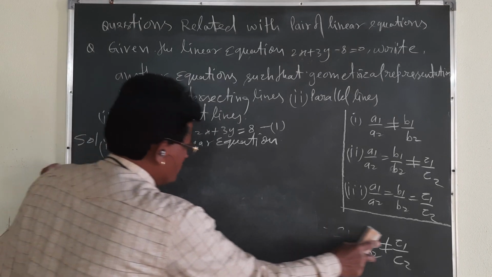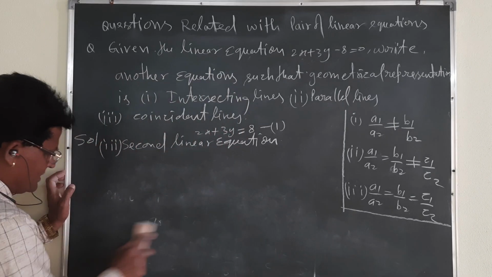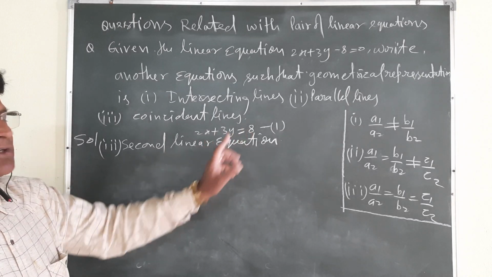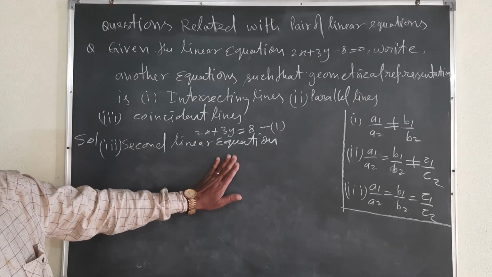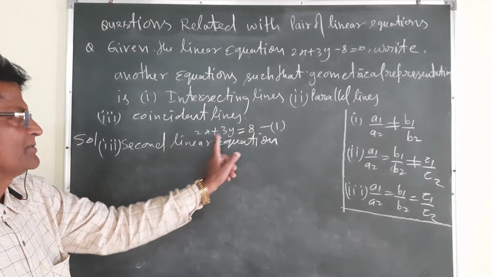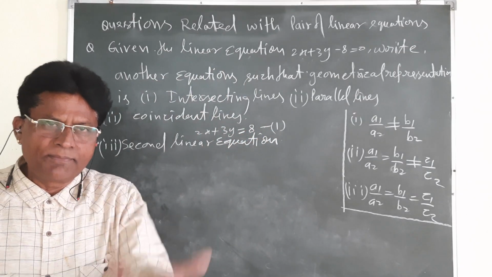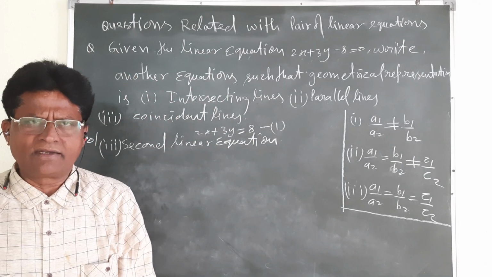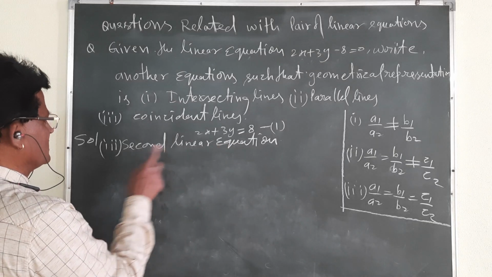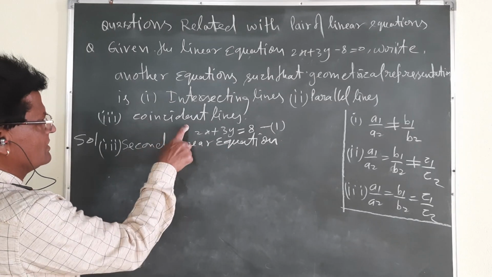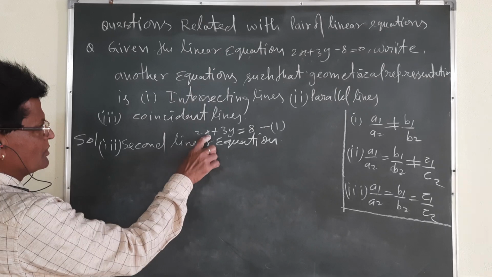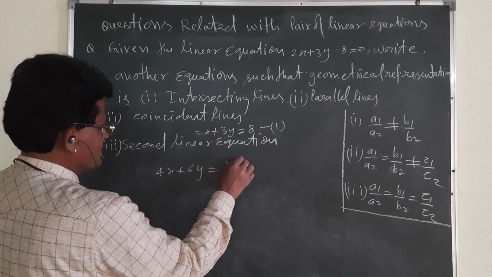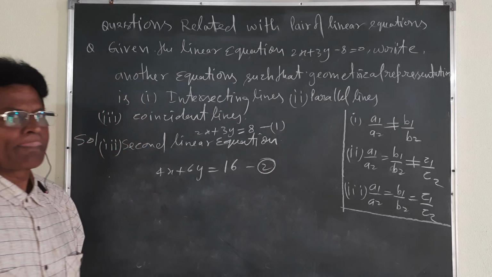Easily you can write the example, dear student. Nothing to do. You see this one, 2x plus 3y is equal to 8. I am not going to change anything. I will multiply this equation on both sides by 2. Not only 2, that depends upon you. You can multiply by 3 on both sides, by 4, 5, 6, whatever. You write the second linear equation for the third case. Coincident. I am going to multiply by 2, meaning 4x plus 6y is equal to 16. You see, this will be the second equation.